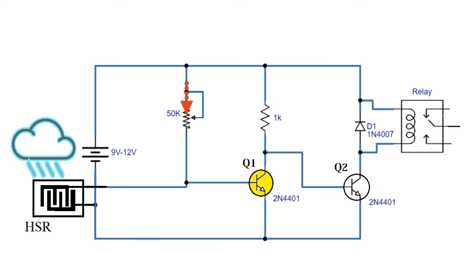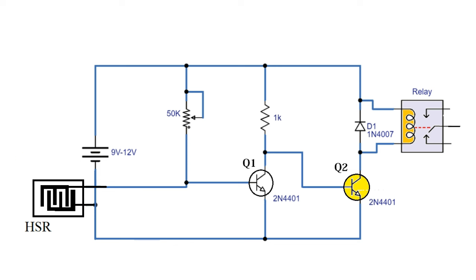When the humidity-sensitive resistor, HSR, detects moisture in a material, its resistance decreases and cuts the base voltage of transistor Q1, turning it off. Now, the base of Q2 is activated by the 1 kilo-ohm resistor and turns on. This will activate the relay, and whatever equipment is connected to your relay will start operating.